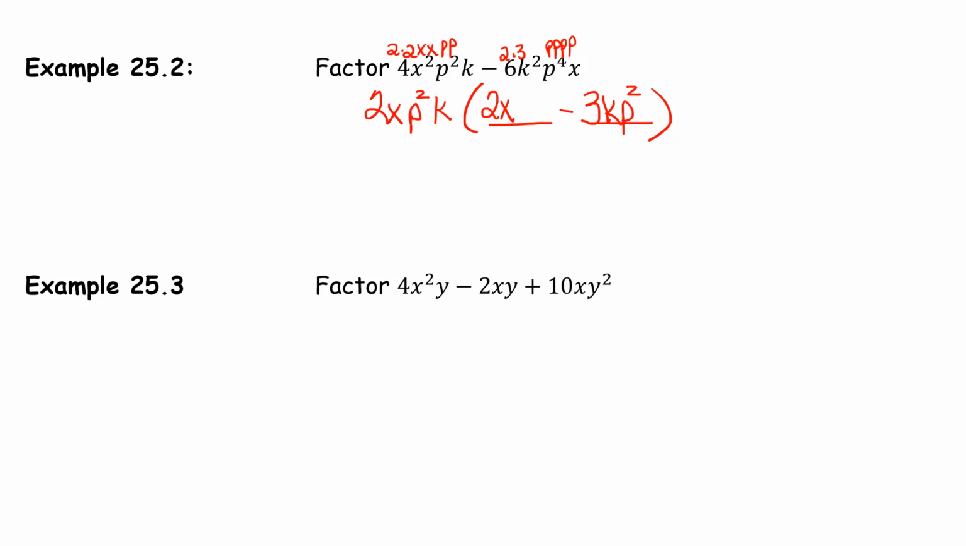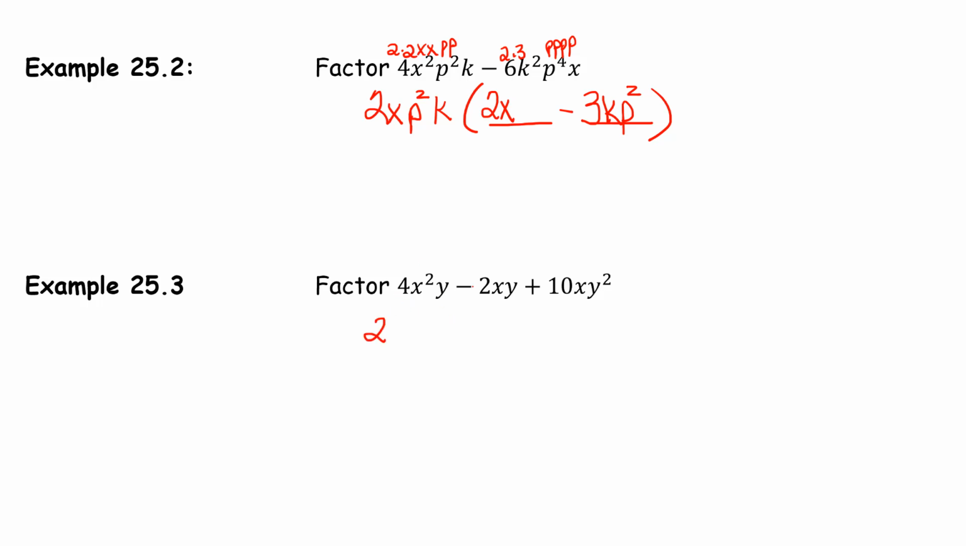Okay, let's look at this one. This one is a trinomial. We're going to factor out the greatest common factor. So we'll look at all 3 terms. We've got 4x squared y, 2xy, and 10xy squared. If we look at the constants in each one, we've got 4, 2, and 10. The greatest common factor of those is 2.